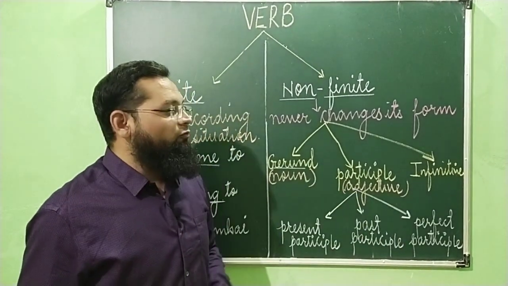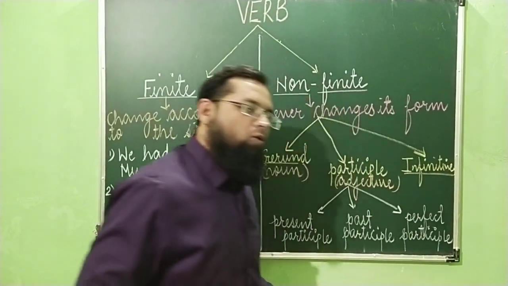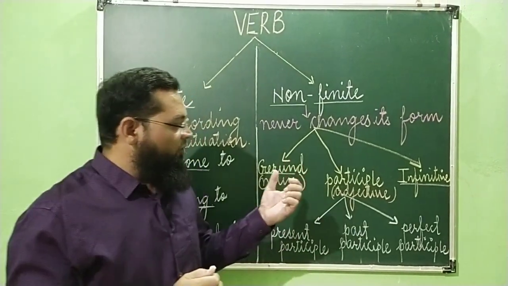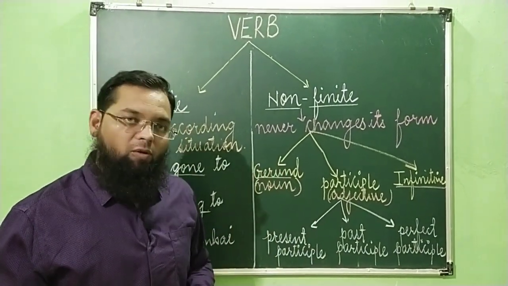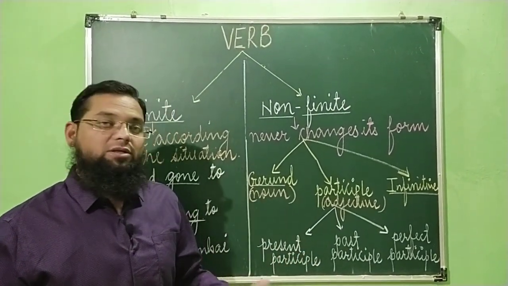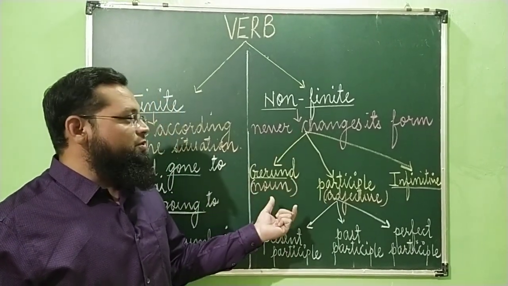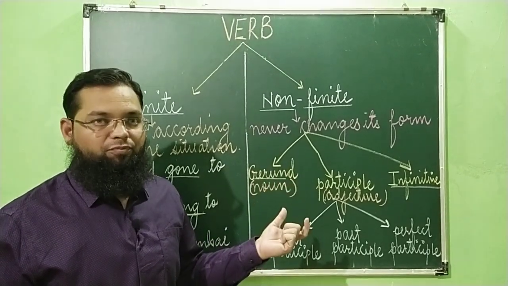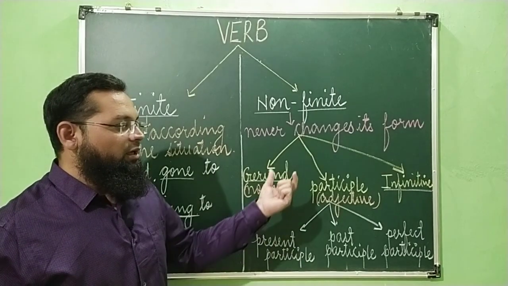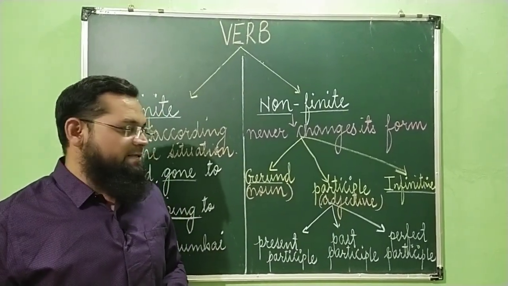And the third kind of non-finite verb is infinitive. Infinitive is also called the 2 form of the verb. Okay, so non-finite verbs never change their form, if the tense changes, if the situation changes, if the subject changes. These are the three non-finite verbs: gerund, participle and infinitive. Now we are going to have a few examples of gerund, participle and infinitive.